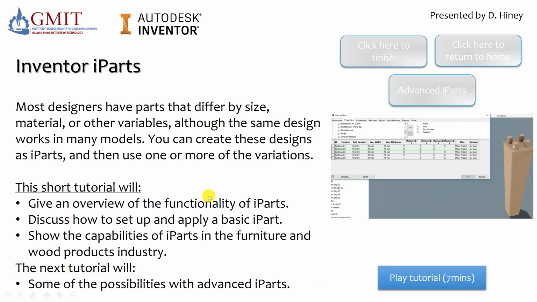Inventor iParts. Most designers have parts that differ by size, material or other variables, although the same design works in many models. You can create these designs as iParts and then use them for one or more of these variations within the one iPart. This is basically a master part with many variables attached to it.